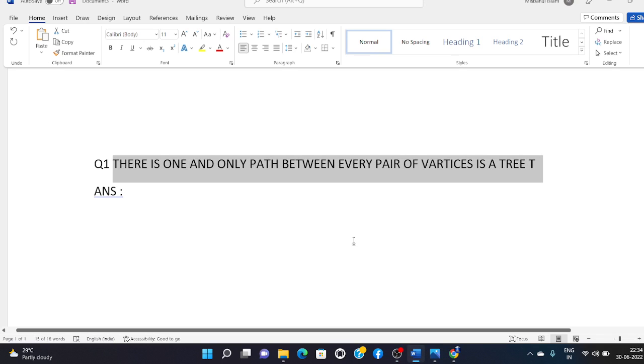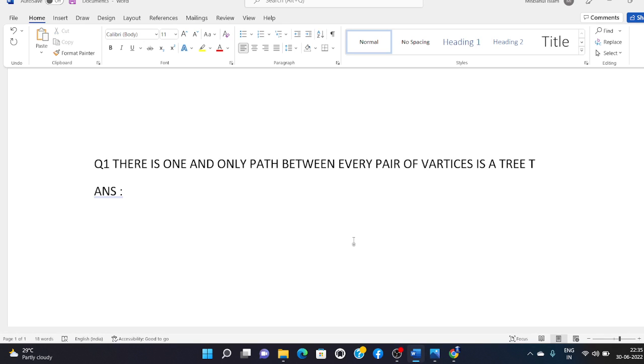So this time I discuss a very important question. This question is: there is one and only one path between every pair of vertices in a tree, capital T. How to solve this question? I repeat, the question is: there is one and only one path between every pair of vertices in a tree, capital T.